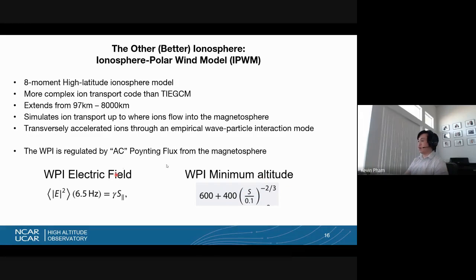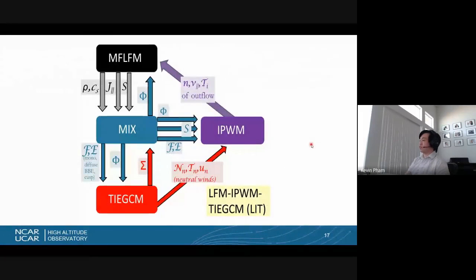So it's used entirely to regulate this wave particle interaction model. So when we couple that in, this is the four models we get. I've been calling them the LFM, IPWM, TIGCM, or the LIT model. You get this complex coupling scheme.